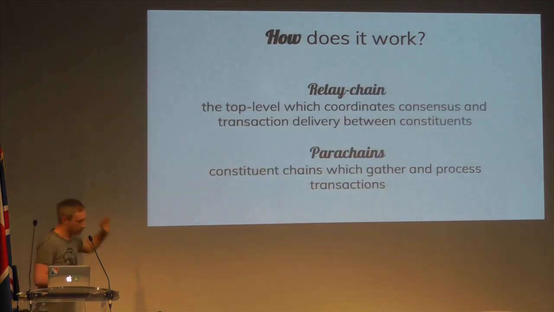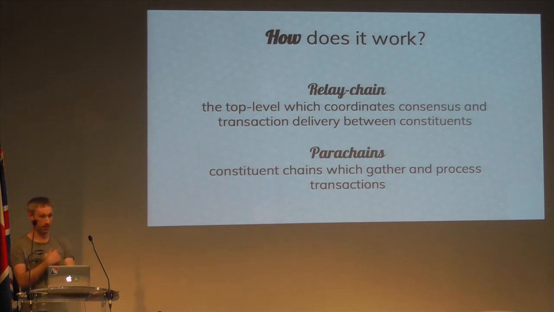How does it work? Well, you've got the relay chain and parachains. The relay chain is basically the top-level chain that actually looks after relaying all the transactions between the subchains, the parachains. Parachains themselves are constituent chains, basically defined by a verification, validation function. This is entirely Turing complete, runs at near native speed. We're probably going to use WASM for it.